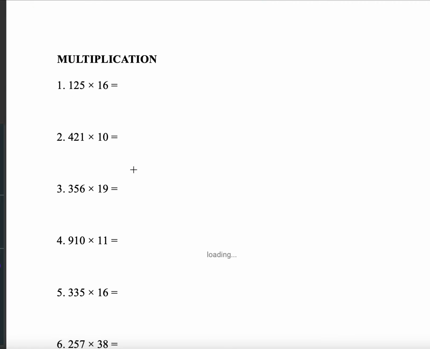Let's go to the next page. Let's look at number 1. 125 times 16. So 5 times 6 is 30. We add the 3 here. 2 times 6 is 12. 12 plus 3 is 15. We add that 1 here from the 15.